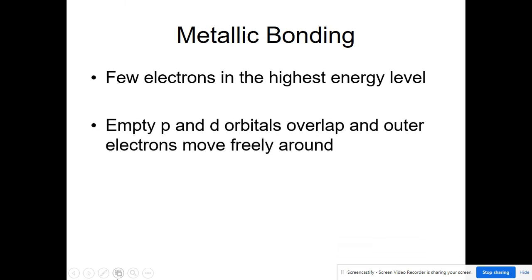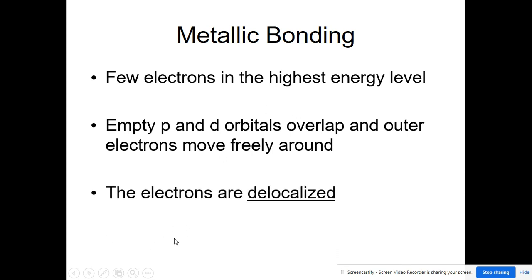Sometimes they will have some empty d orbitals, but they will definitely have empty p orbitals. These orbitals overlap, and those very few electrons can actually move up into them and freely move around in the metal. So we say the electrons in your metal are delocalized, and this is why they're very good at conducting electricity.